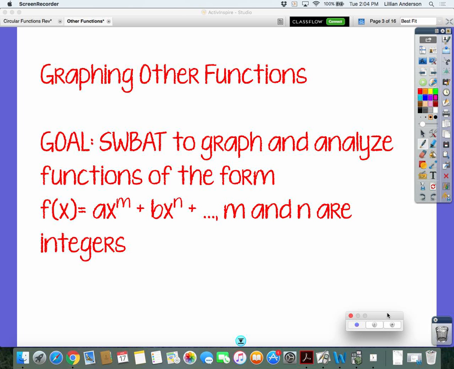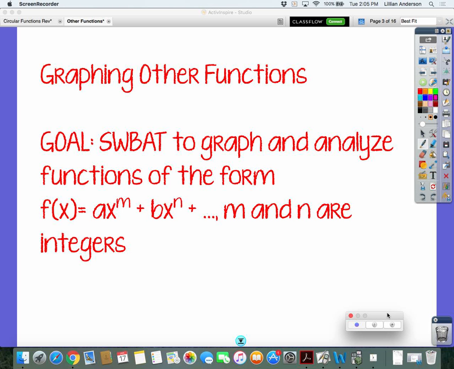So today we are talking about the other functions, not your linear ones, not your quadratics, not your exponentials. We're talking about all the other functions that can be classified under these models. So today we are going to graph them and analyze these different functions that are in the form of ax to the m plus bx to the n, so on and so forth, where m and n are indeed integers.